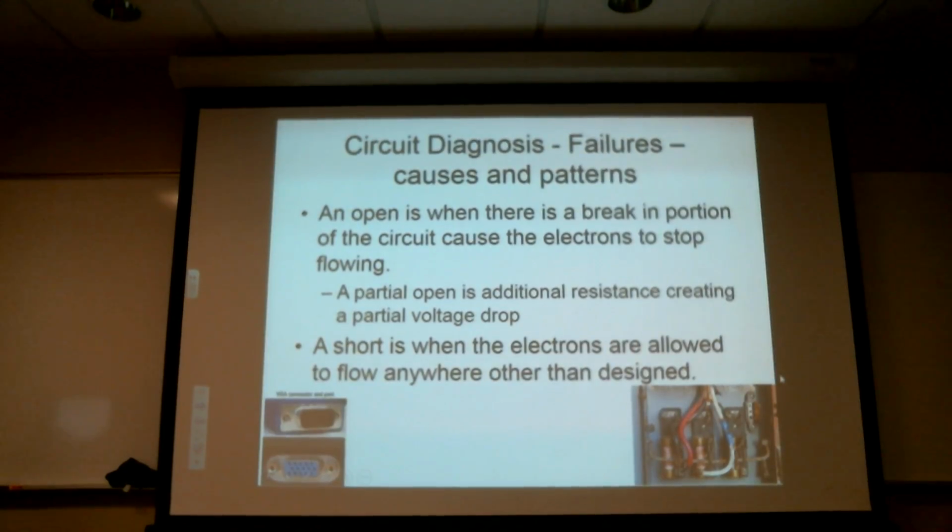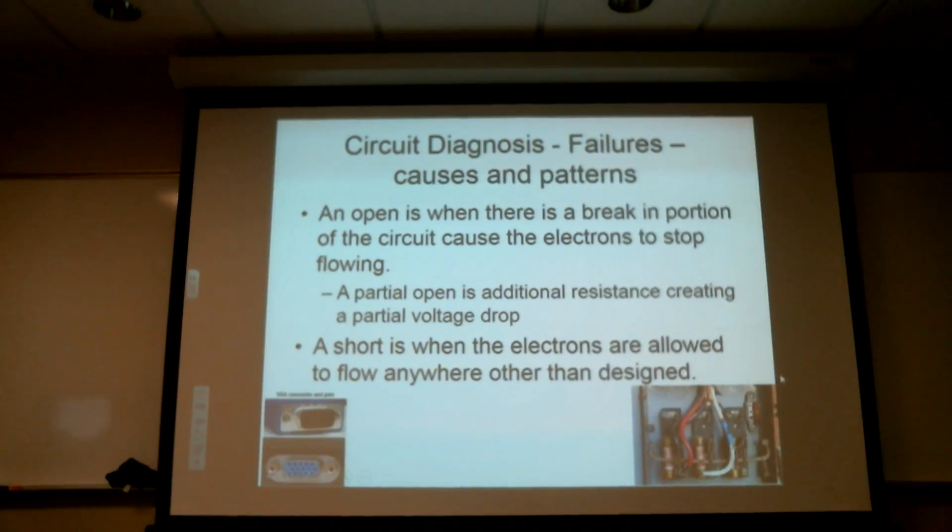so anytime the electrons do not go where we want them to go, we're going to call that an open or partial open. Okay, some reduction, some increased resistance, reduction in current flow, all the way to complete stop of current flow. A short will always be when the electrons go somewhere that we did not want them to go.